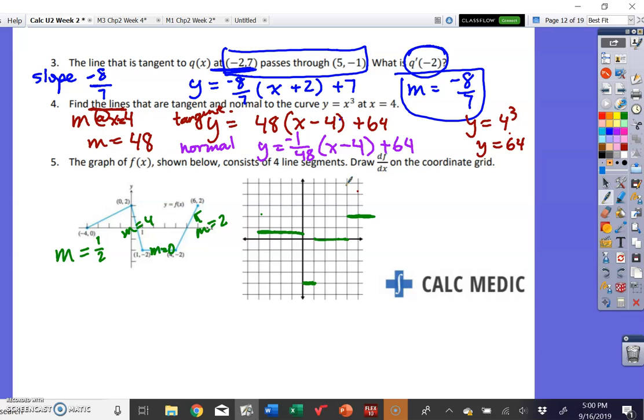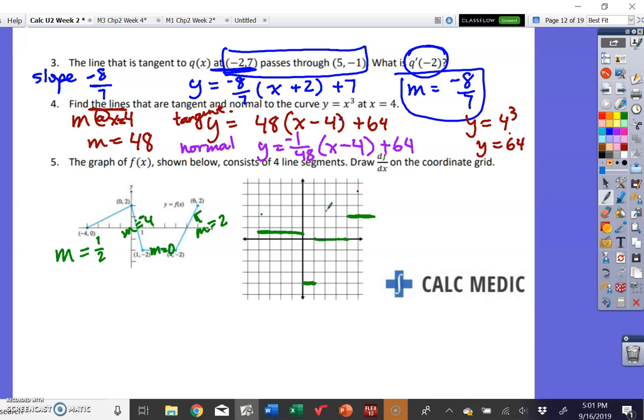Number 5, the graph shown below consists of 4 line segments. Draw f prime of x on the coordinate grid. I just need to know the slope of each line segment. So the slope of the first one is 1/2. So I have a line drawn here at 1/2 for the first 4 units. Then for 1 unit, I have a slope of -4. So down here I have my slope of -4. I drew it right, I wrote it wrong. Slope of -4. Here I have a slope of 0 for 3 units. And here I have a slope of +2 for 2 units. And so that is my picture of my graph.